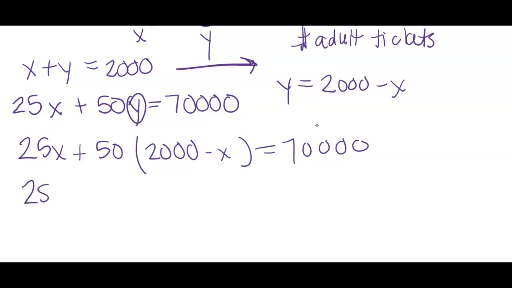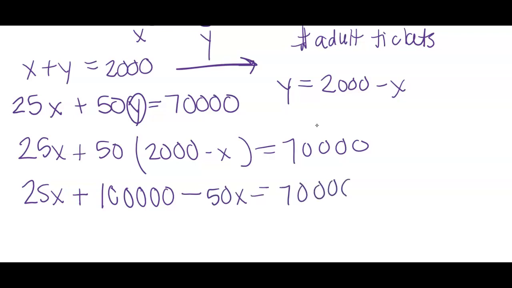70,000. Okay, so I have 25X plus 50 times (2,000 minus X), which is 100,000, minus 50X. So I have negative 25X when I combine these like terms, and 70,000 minus 100,000 would give me negative 30,000.